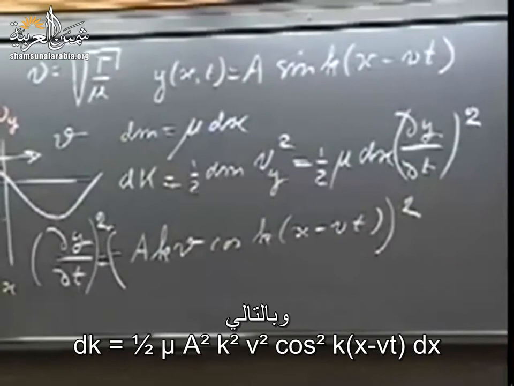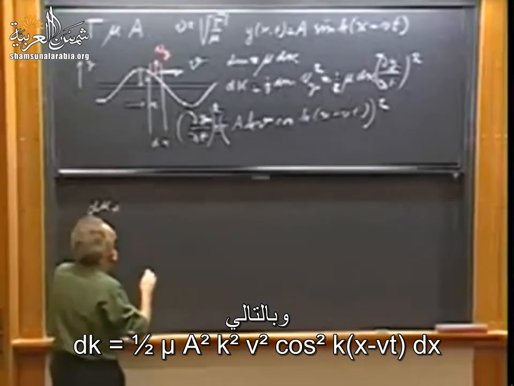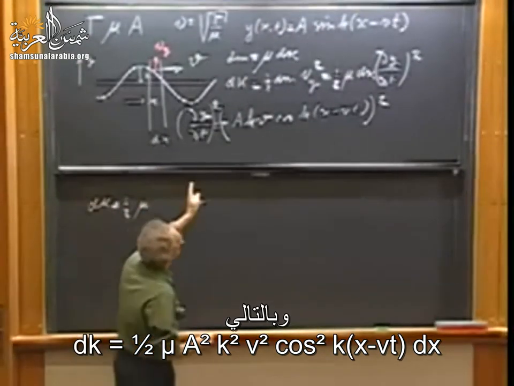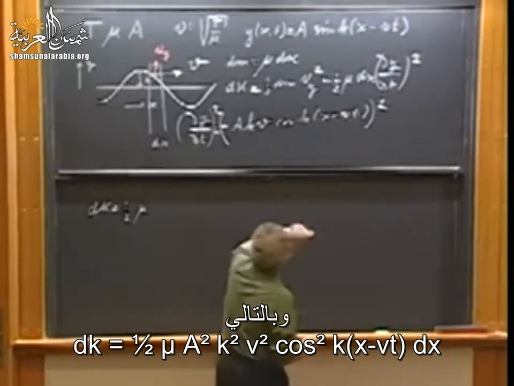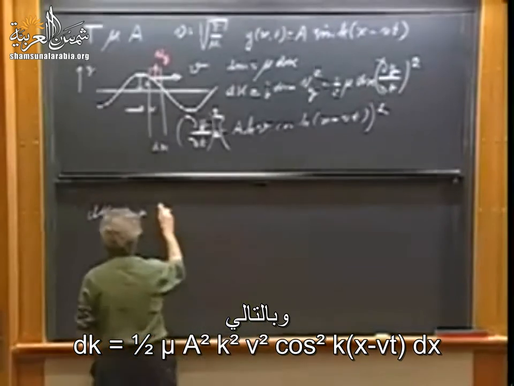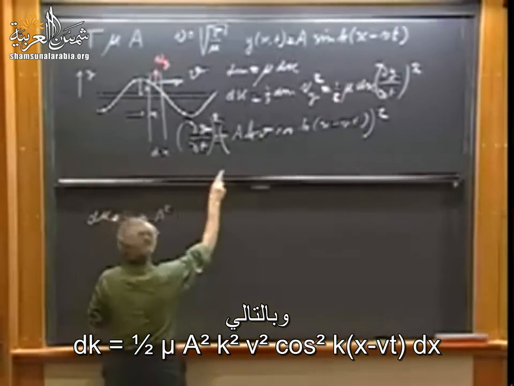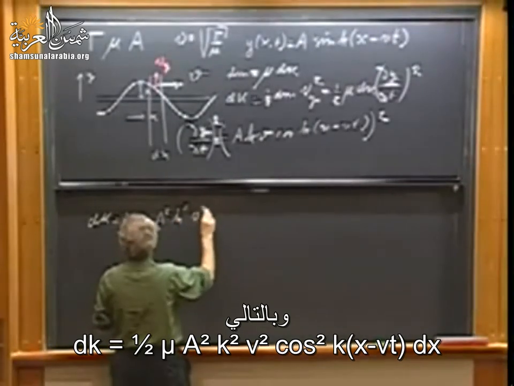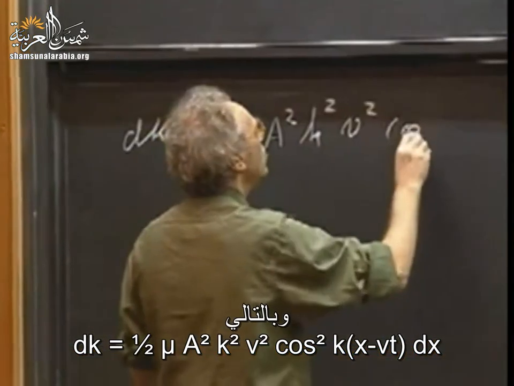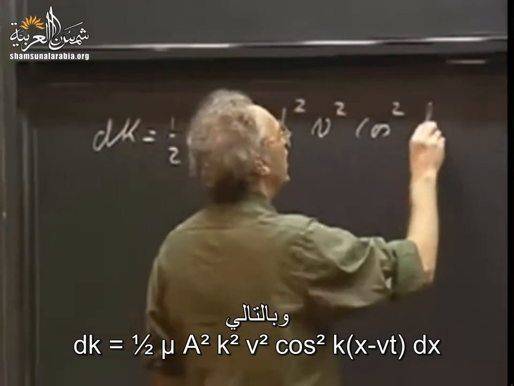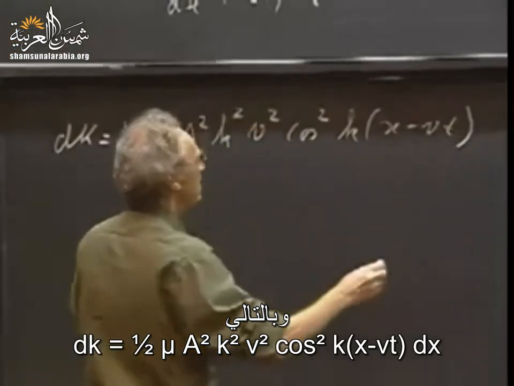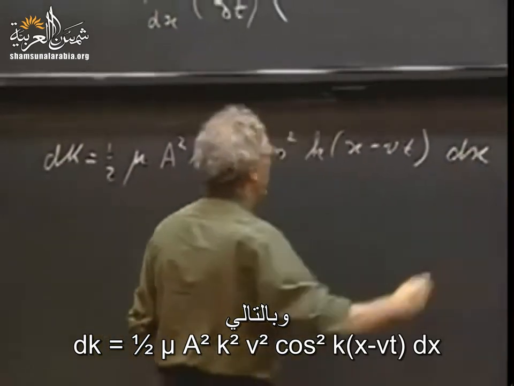So dK can now be written as 1/2 times mu, and I will leave the dx all the way at the end, and so I'll get A squared, I will get k squared, I will get v squared, and I will get the cosine squared of k times (x minus vt), and then at the very end I get my dx.